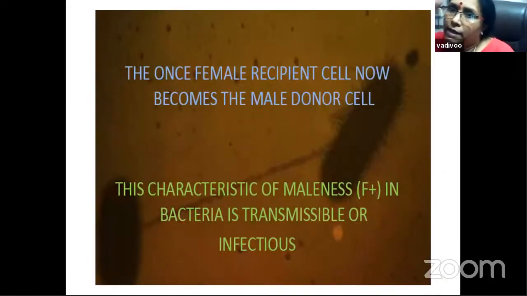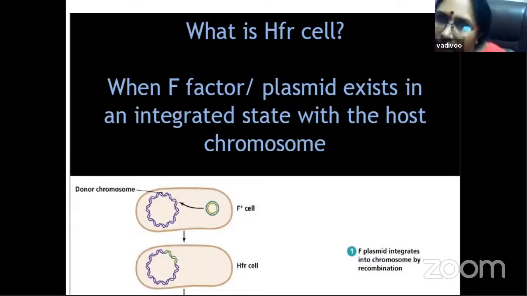So once the female recipient cell becomes F plus, it becomes a male cell. So the characteristic of maleness, or F plus, in a bacteria is transmissible or infectious. Now what is an HFR cell?